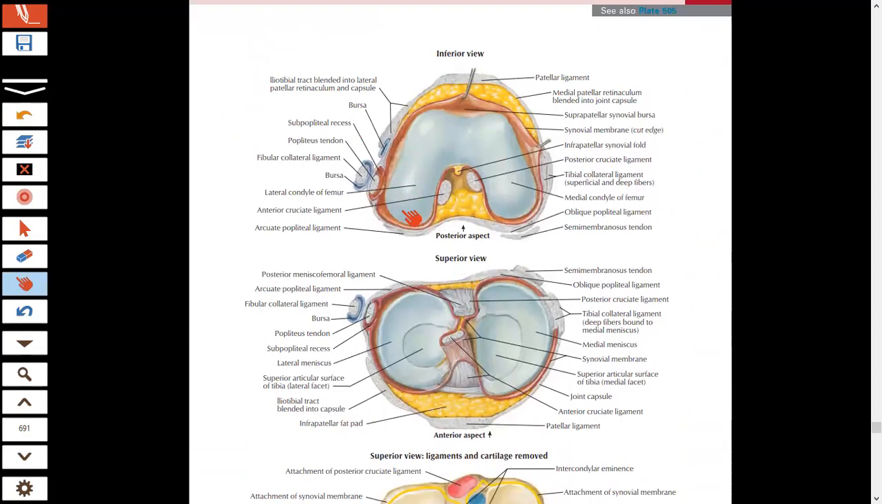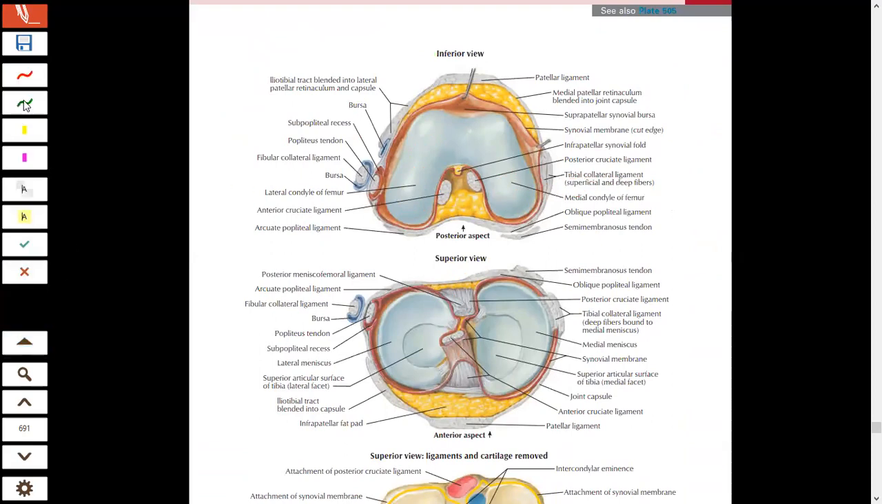This is the lateral condyle of the femur bone. This is the medial condyle of the femur bone. So on the medial condyle of the femur bone, see here, you have the tibial collateral ligament. You can also write it as medial collateral ligament. On this side here, you have the fibular collateral ligament, or it is also known as lateral collateral ligament. So these ligaments are present outside the joint.